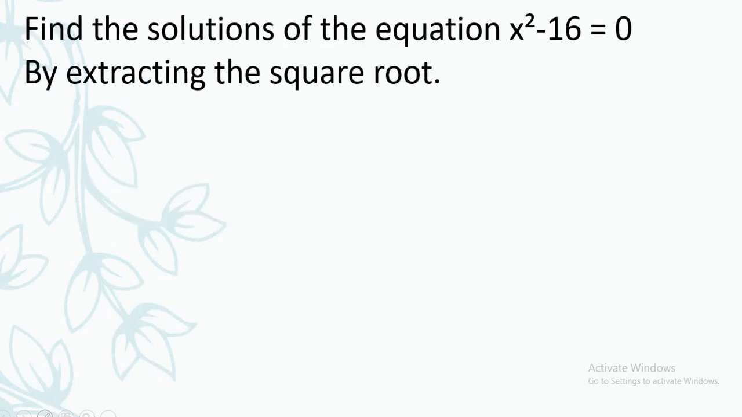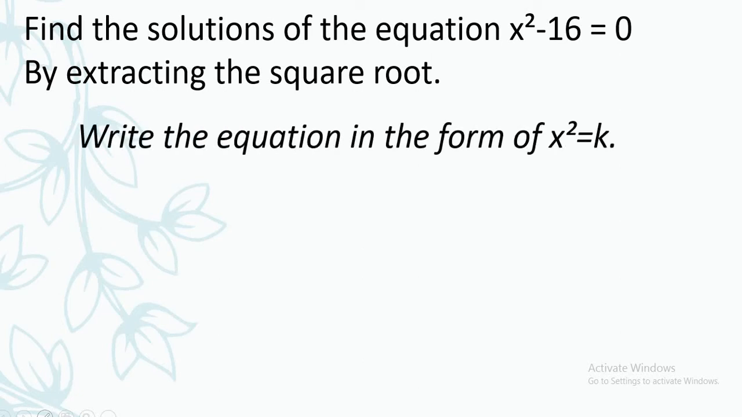Find the solutions of the equation x squared minus 16 is equal to 0 by extracting the square root. First, we need to write the equation in the form of x squared is equal to k. So we have here x squared minus 16 is equal to 0. Now if you notice, the sign of 16 is negative. So what method are we going to use?